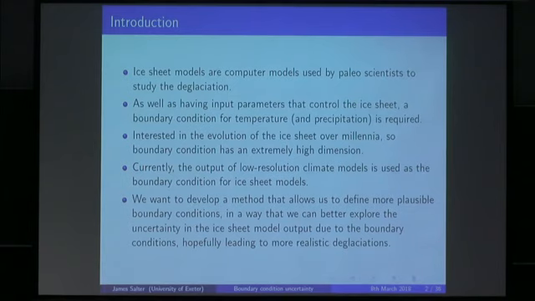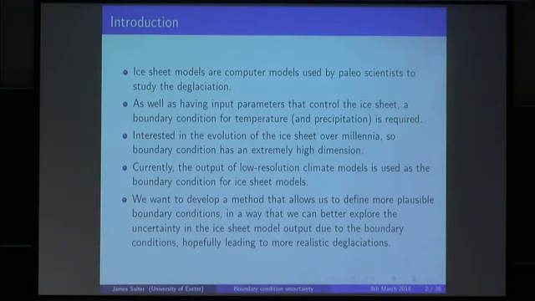And so the way the paleo community currently deal with this is by taking the output of another climate model and just plugging in the spatial fields of temperature and precipitation from these other models, and then basically just varying the ice sheet parameters and mostly just keeping the boundary condition fixed. So what we want to do is come up with a way that allows us to actually explore more plausible, and much more plausible, sets of boundary conditions.